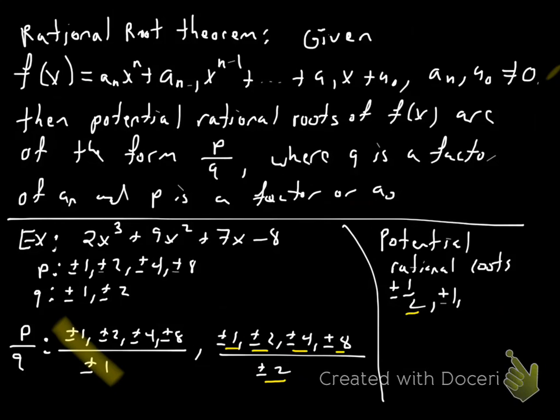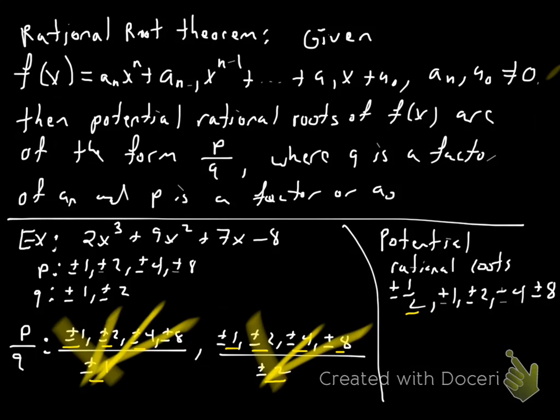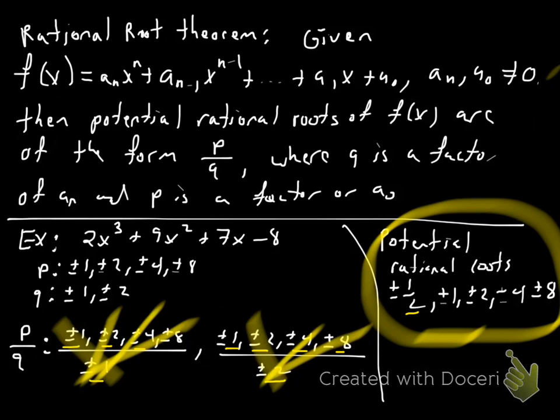We get 1 over 1 and 2 over 2. Plus or minus 2. We get plus or minus 2 from 2 over 1 and 4 over 2. Plus or minus 4. We get plus or minus 4 from 4 over 1 and 8 over 2. And finally, we get plus or minus 8. Oops, let's go back. Plus or minus 8 for the 8 over 1. And these would be what I need to go ahead and check.